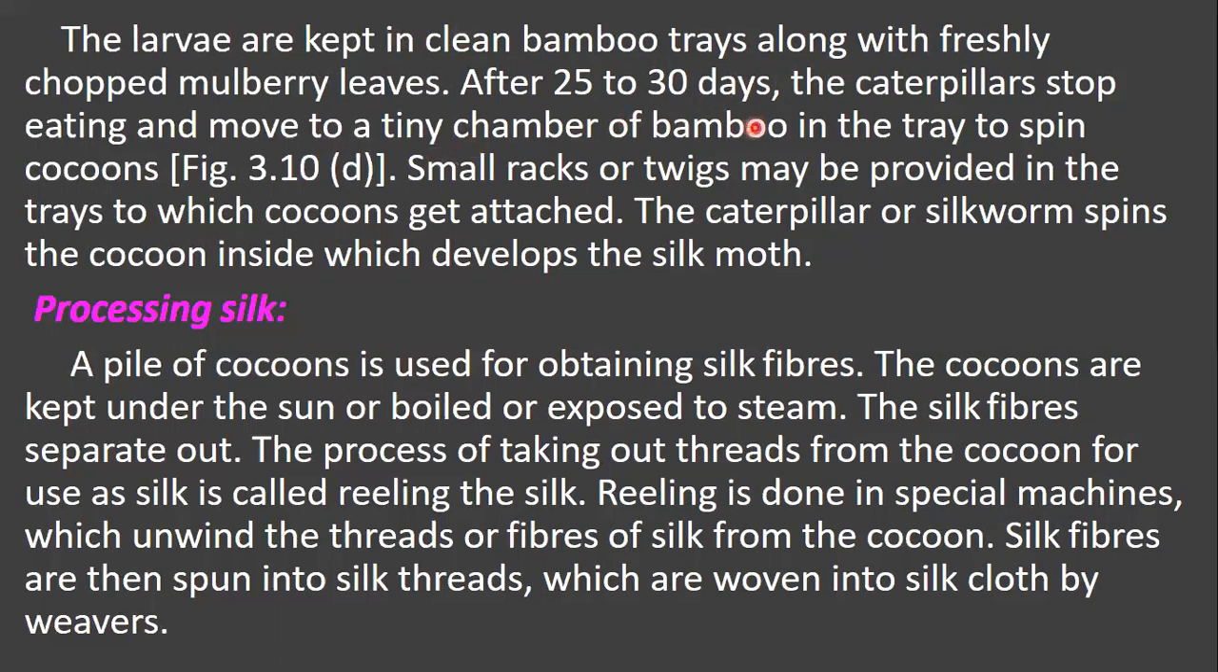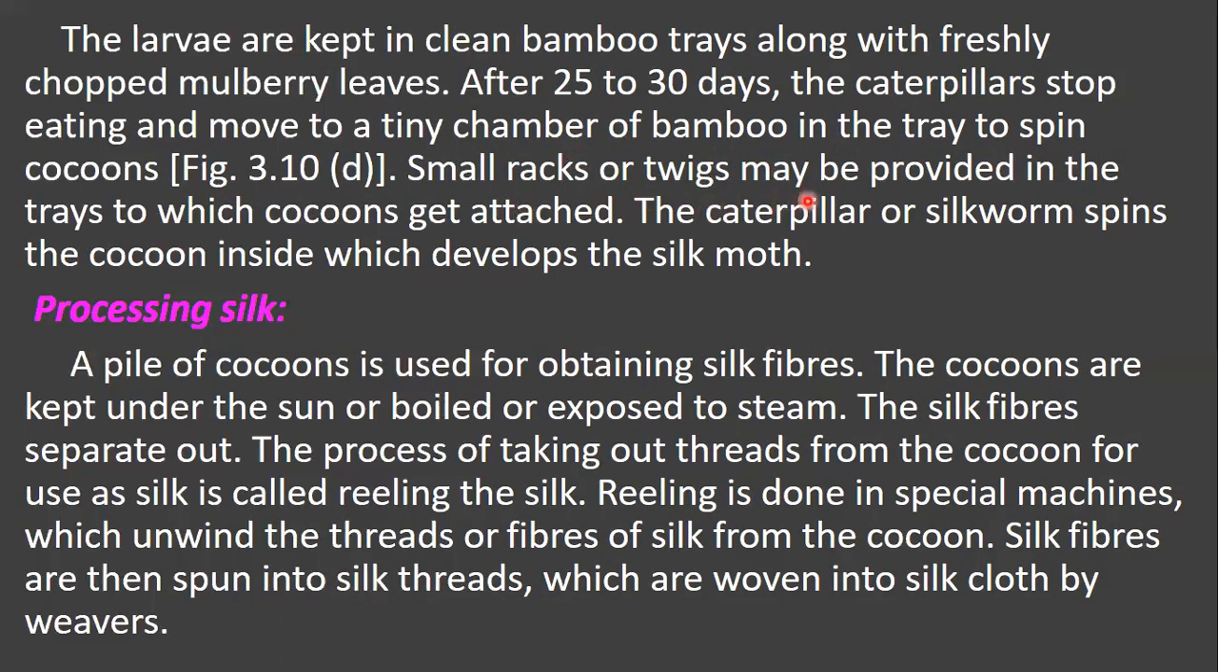Next, after 25 to 30 days, the caterpillars stop eating and move to a tiny chamber of a bamboo. Means it is a tiny room of a bamboo, and in the tray they spin the cocoons. Spinning the cocoons means placing the silk filaments, by the formation of a cocoon by a caterpillar.